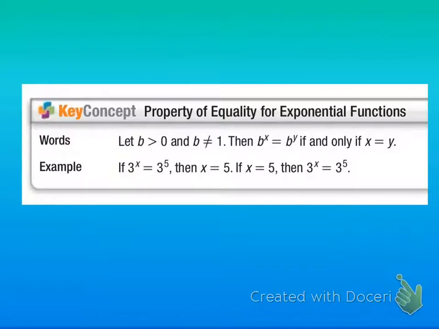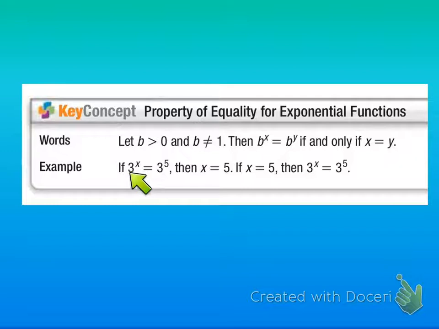So the first slide here, we have a property to talk about, the property of equality for exponential functions. So if b is going to be your base, and b is bigger than 0 but not equal to 1, so b's got to be 2 or bigger, basically, then b to the x equals b to the y if and only if x equals y. Basically what it's saying is if you have the same base in an equation, then the exponents also have to be equal, otherwise it's not going to be a true statement.